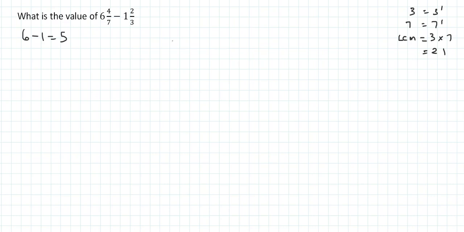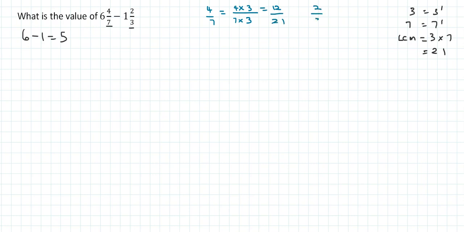The next step is to rewrite each of these fractions, 4 over 7 and 2 over 3, so that they share the same least common denominator. So we have 4 over 7. We need to change it so it has a denominator of 21. You multiply by 3, so you also multiply 4 by 3. It's going to give you 12 over 21.